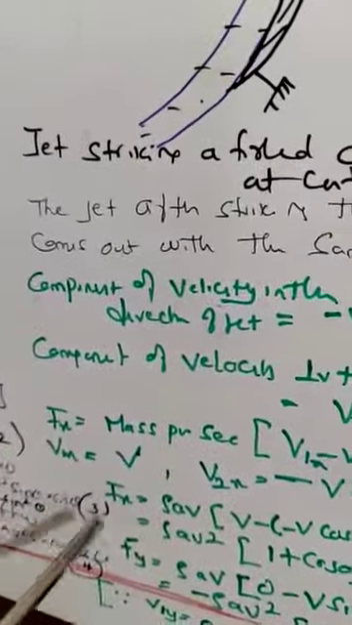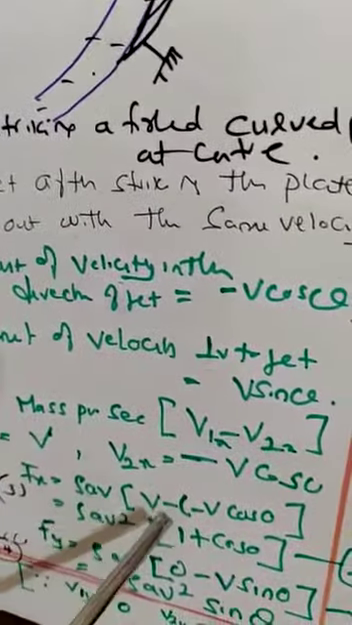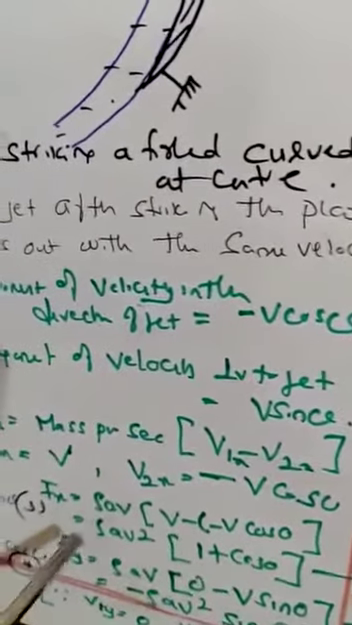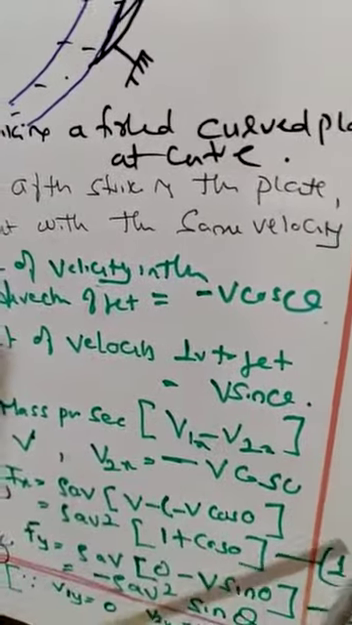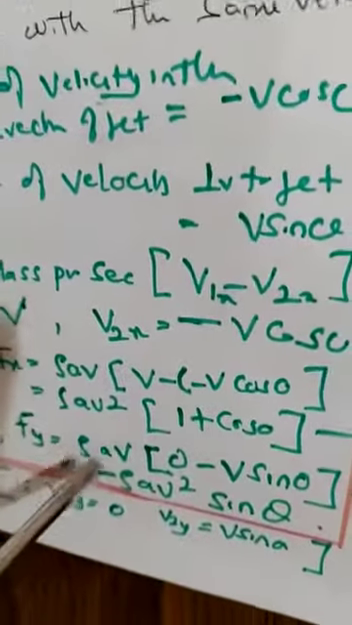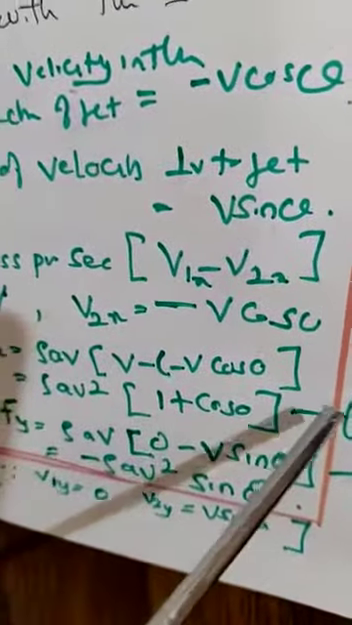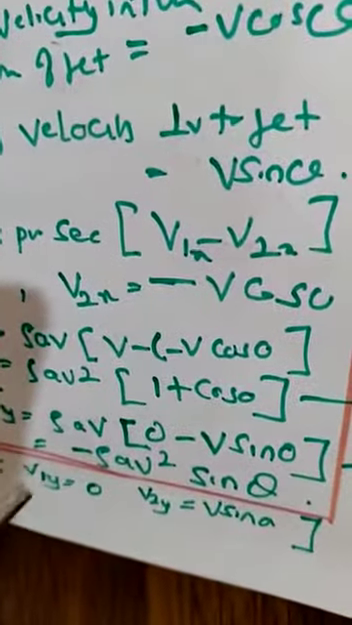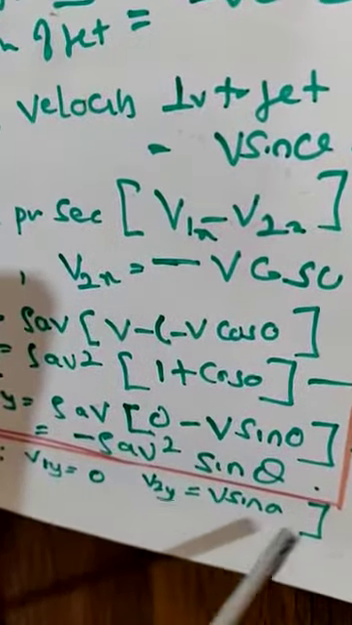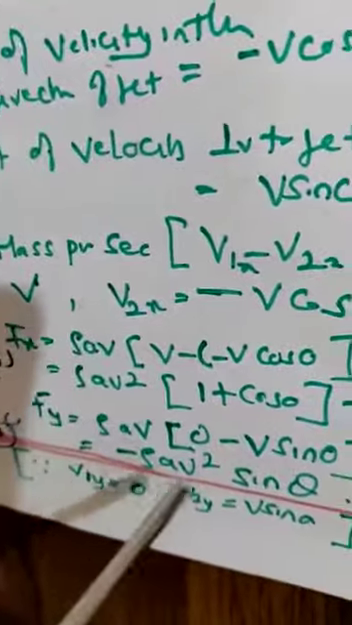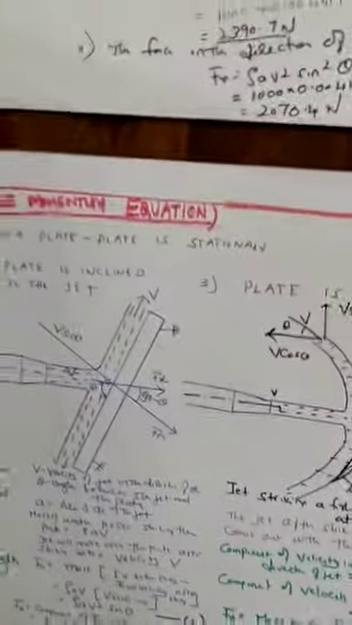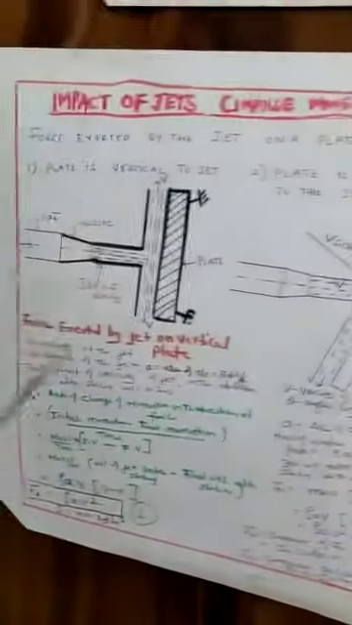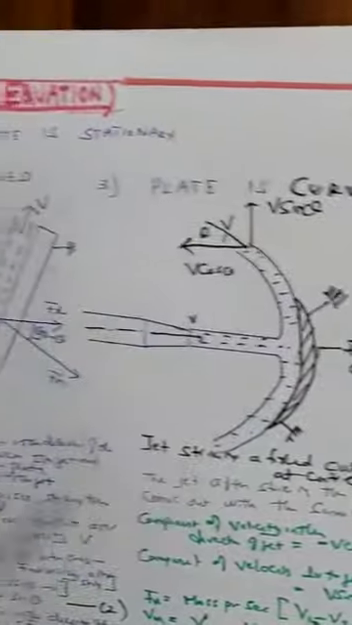So the force in the x direction is rho AV into (v plus v cos theta). So it is rho A v square into (1 plus cos theta). So that is the component in the x direction. Similarly, the component in the y direction is rho AV into (0 minus v sin theta), where initially the velocity is 0 and v2y is v sin theta. So it is minus rho A v square sin theta. Now we have seen the expressions for the plate which is vertical, the plate which is inclined, and the third plate which is curved. In all the cases the plate is stationary.